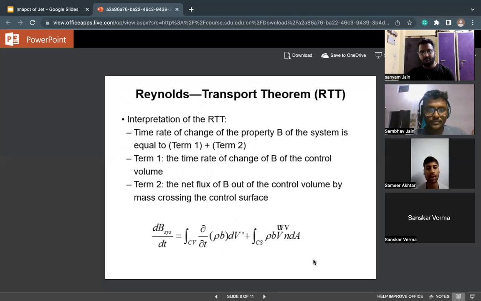Okay, so here we will discuss the interpretation of the Reynolds transport theorem. So why do we need RTT? As the definition says, it connects the extensive property of a system to the change of properties of the control volume and the flux passing through. So the time rate of change of the property B of the system is equal to term 1 plus term 2, where term 1 is the time rate of change of properties of the control volume, and term 2 represents the net flux of properties out of the control volume by mass crossing the control surface.